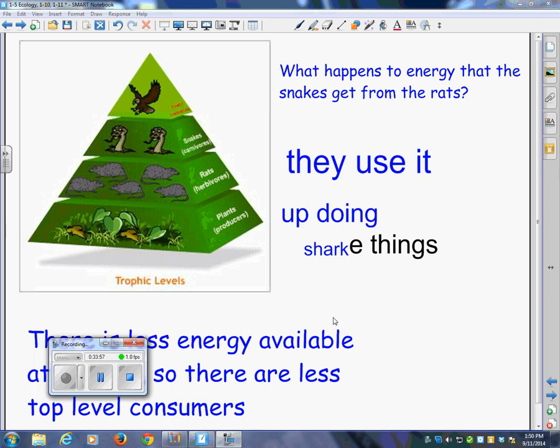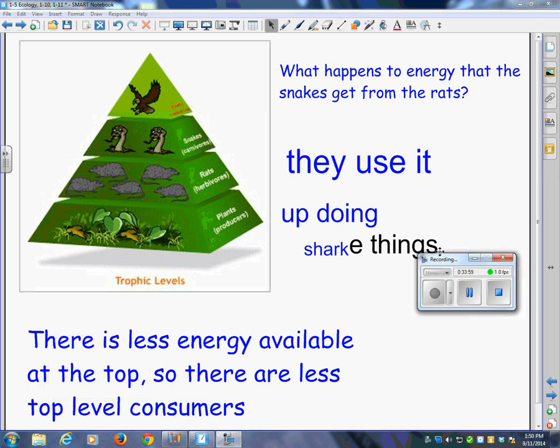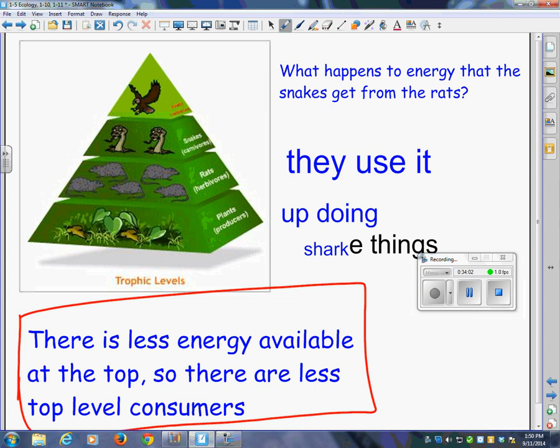So all together, and this, my friends, is the big idea for the day. There is less energy available at the top, so there are less top-level consumers. There's always less top-level consumers. What are some other top-level consumers that you might know of? Like, what would be the top consumer, top carnivore in Riding Mountain National Park, do you think? Well, there's certainly humans that live up there. Pardon me? Probably wolves, I would think, right? Yeah, I would probably say the wolves, right?